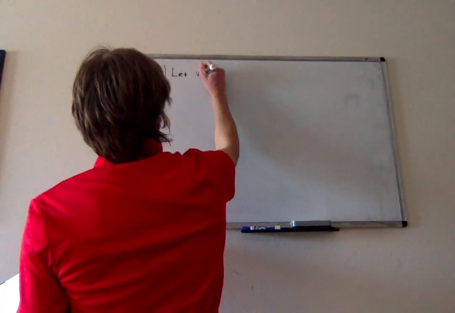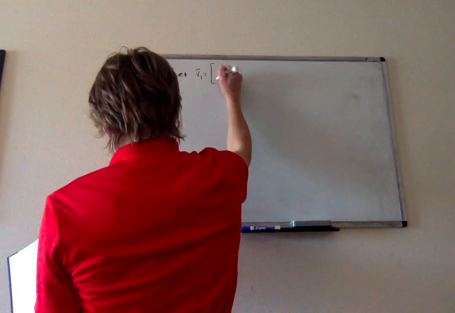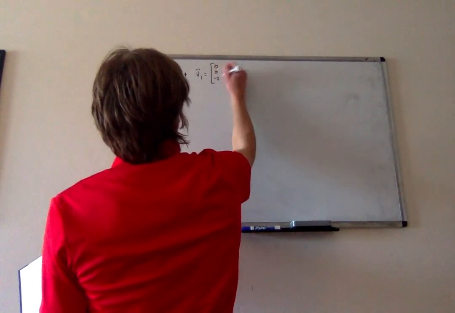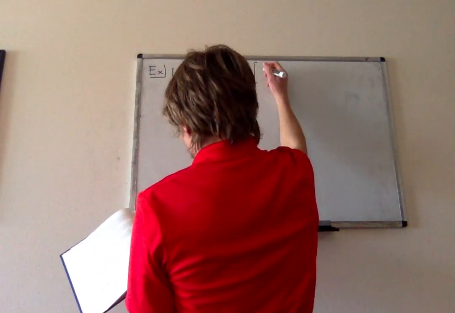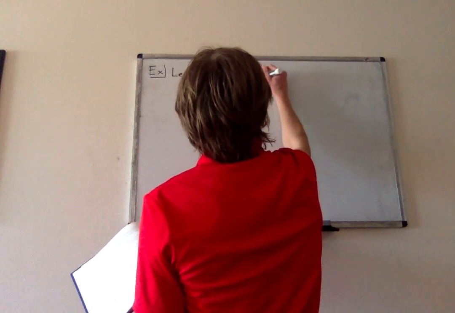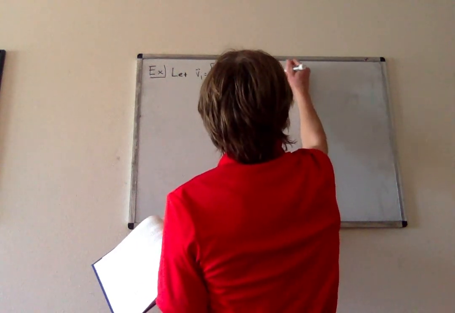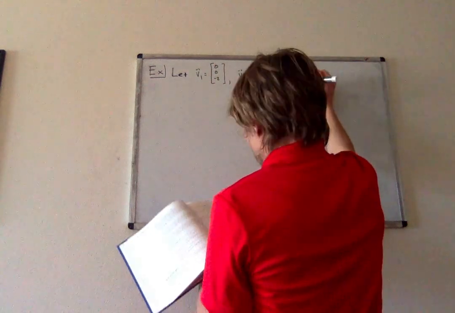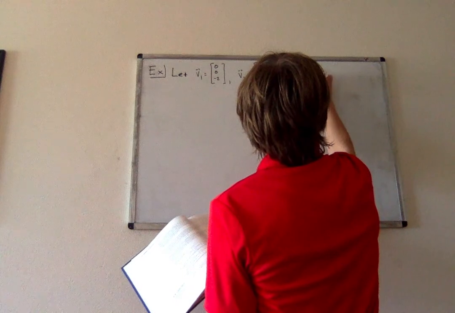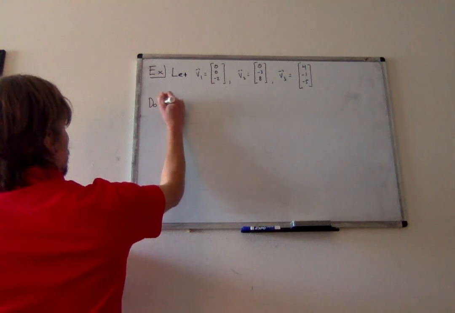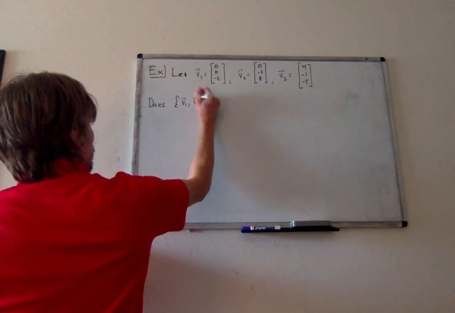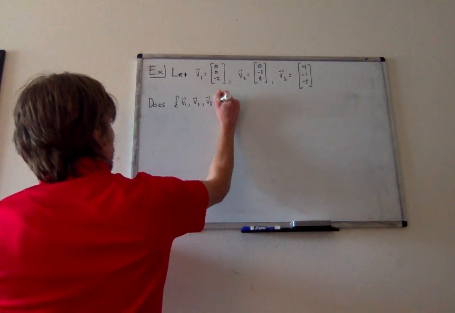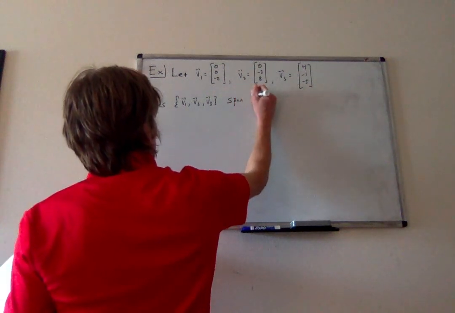So we're going to let v1 be the following vector of length 3: 0, 0, negative 2. We're going to let v2 be the vector 0, negative 3, 8. And we're going to let v3 be the vector 4, negative 1, negative 5. And so the question is, does the set v1, v2, v3 span R3?